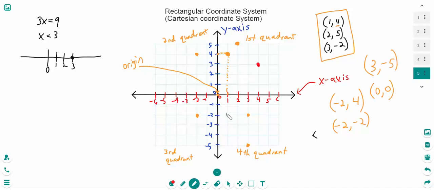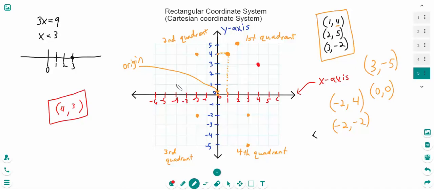So the ordered pair means we have a set of parentheses, 2 numbers separated by a comma. The first number is the x-coordinate. Well, where is this on the x-axis? It's on the 4. Where is it on the y? It's on the 3. That would be our second number. So the ordered pair is 4, 3. Okay, let's try another one.